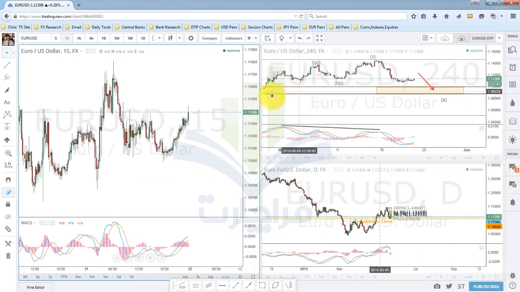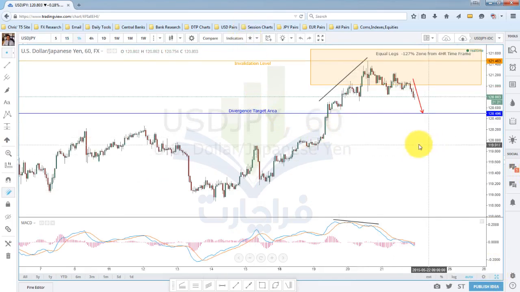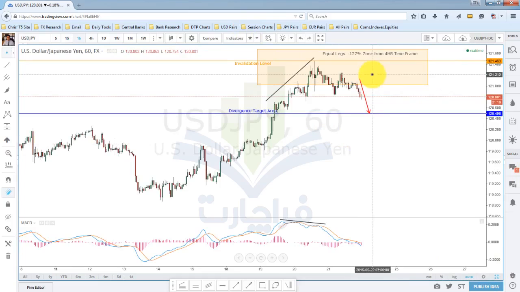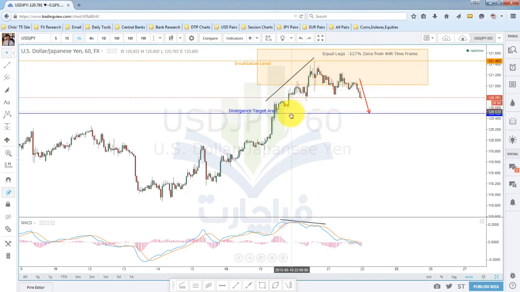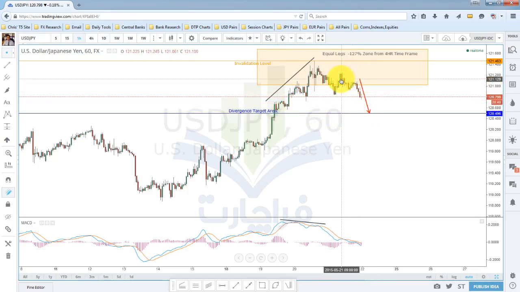The other one is the Japanese yen, and you can see this is the current chart from the daily trade plan. This is what I was looking at. You can see the divergence, price moving higher, MACD swinging lower. We moved into an equal zone from the 4-hour time frame. That's where I was looking for a reaction. We had this divergence, and then I entered the trade for price to come down and target the low of this divergence area. So that's also a live trade that I'm currently in.